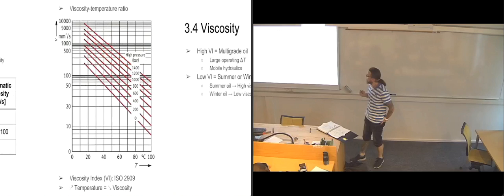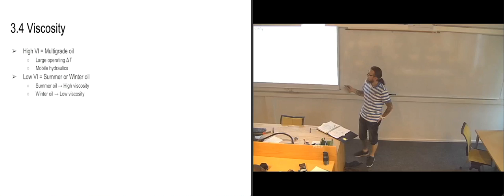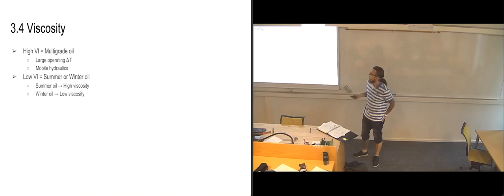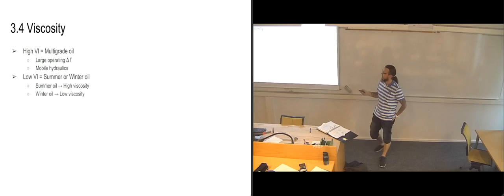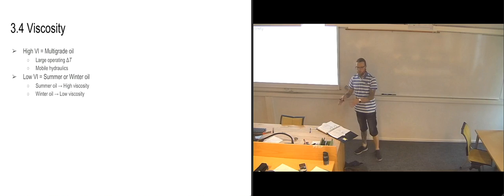So for the next one, we have a high viscosity index, which are the multigrade oils. They can handle very large differences in operating temperatures. And they're mostly used in mobile hydraulics, like trucks and anything that's moving around and doing stuff. And low viscosity indexes, those are summer or winter oils. So a summer oil with high temperatures would have high viscosity to begin with, because it will be heated as you use it. And the winter oil will end up with a low viscosity, because it's going to be used at colder temperatures, so it needs to start off at a lower viscosity in order to gain the perfect one.